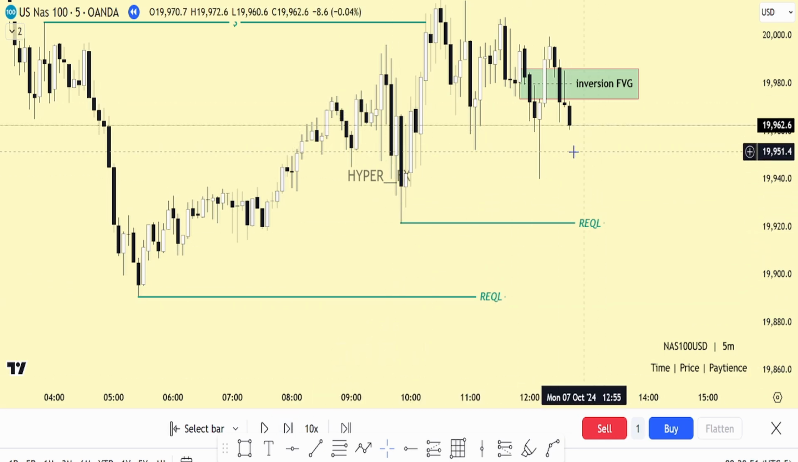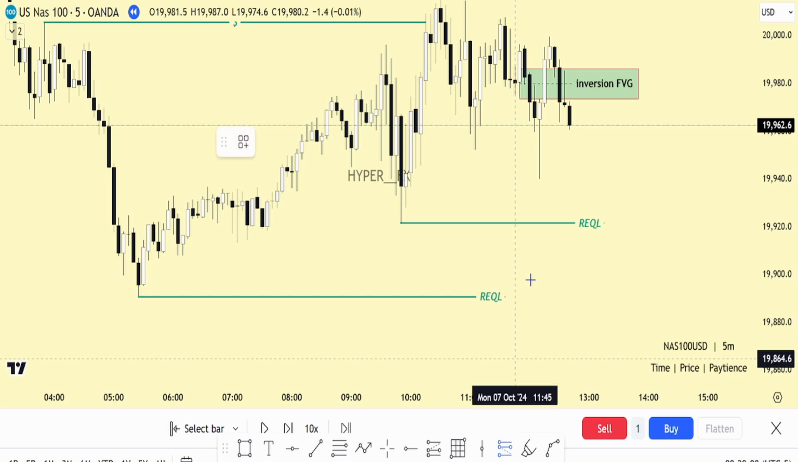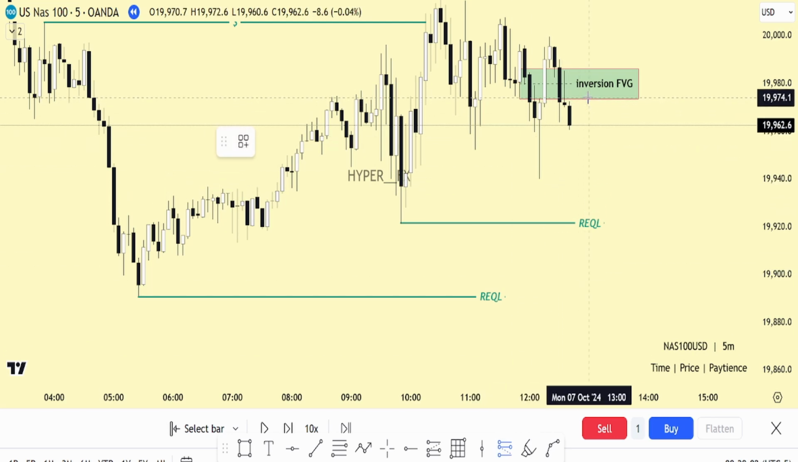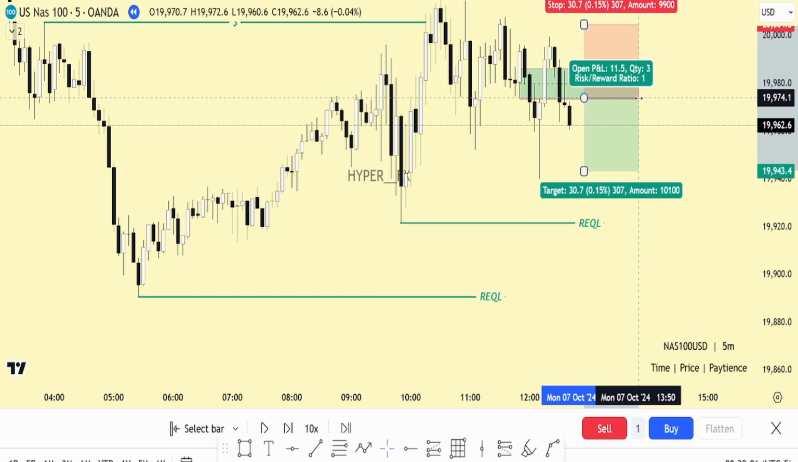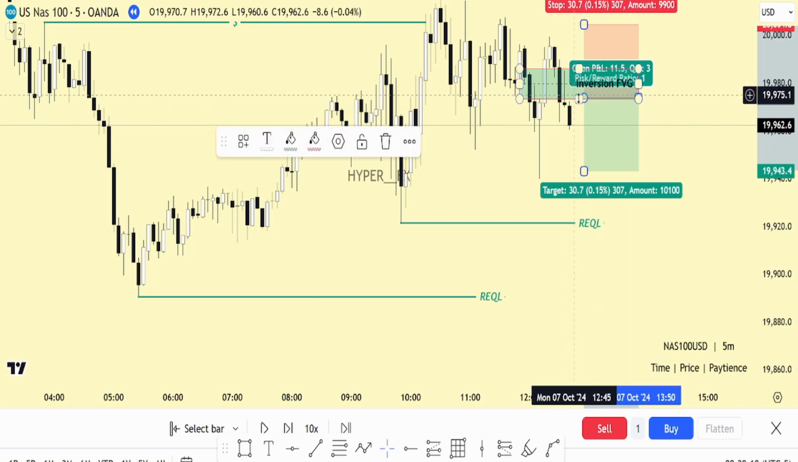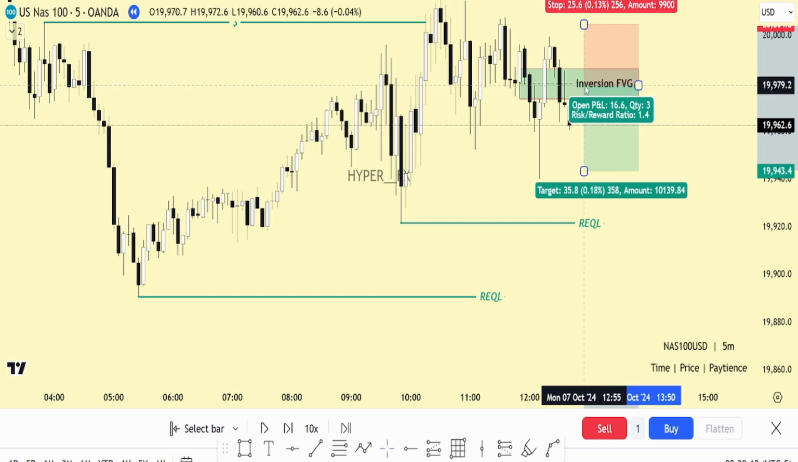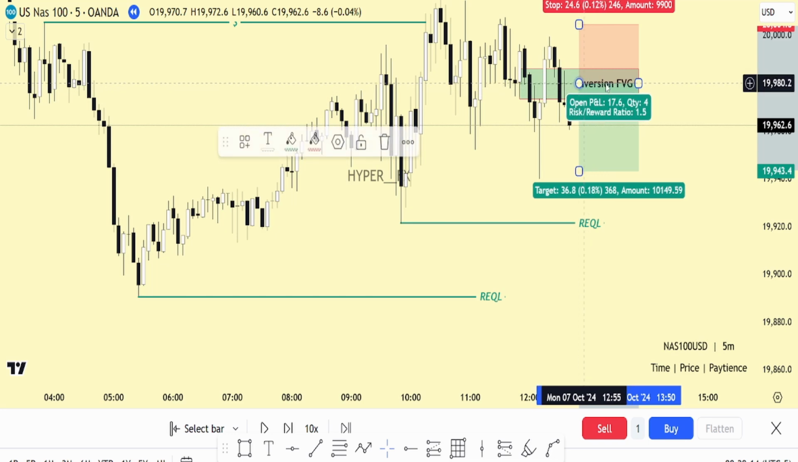Okay, so a candle has closed right here. Now we are going to be framing our bearish position from the low. If you are an aggressive trader, you want to frame it from the low of this inversion fair value gap. If you are a conservative trader, you can take the consequent encroachment of this inversion fair value gap and use any high that suits you here.